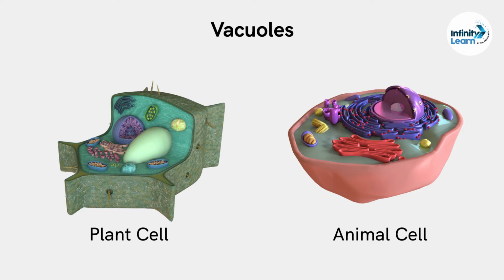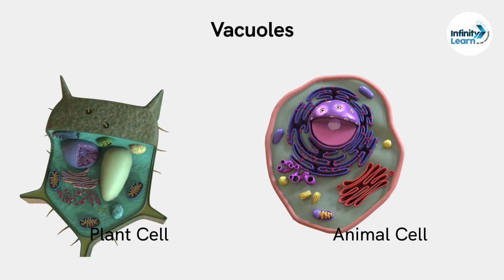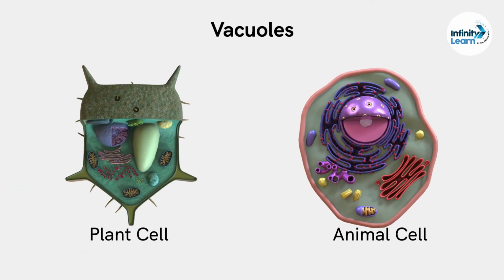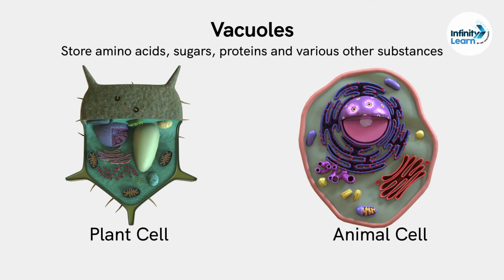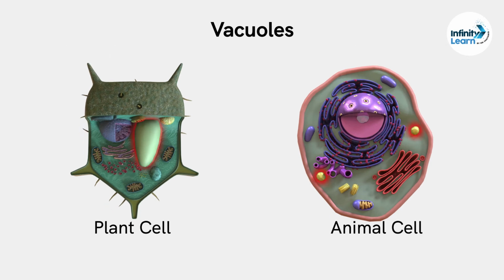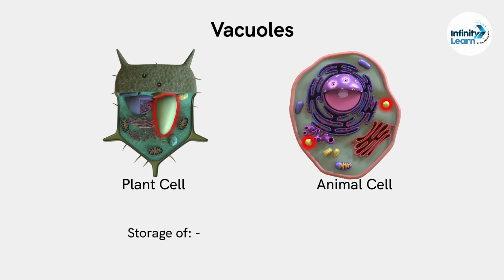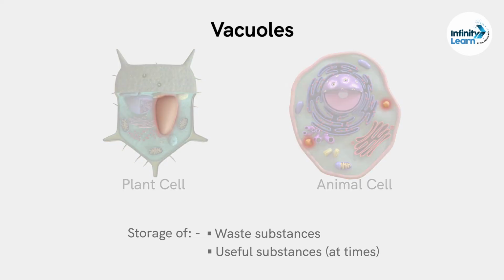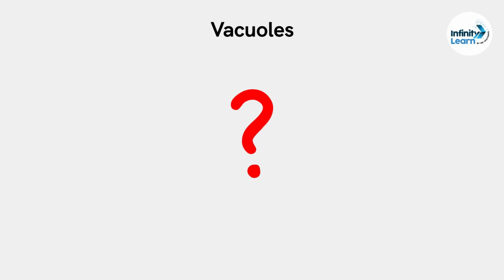And what are the substances that the vacuole stores within it? Apart from waste materials, some vacuoles can even store amino acids, sugars, proteins, and various other substances. So vacuoles have the function of storage of waste materials, or in some cases, a few can store excess of useful substances as well. Is that all a vacuole can store?